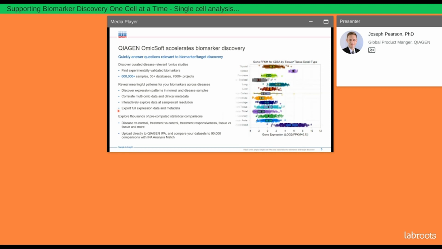In addition, through our platform, you can explore thousands of pre-computed statistical comparisons. These are comparisons built on the various projects that are found within the LAND databases that are curated to reveal differential gene expression between disease versus normal, treatment versus control, treatment responsiveness, tissue versus tissue, and more. These comparisons can be directly uploaded into QIAGEN IPA, and you can also compare your data sets in IPA to over 90,000 comparisons with IPA analysis match.